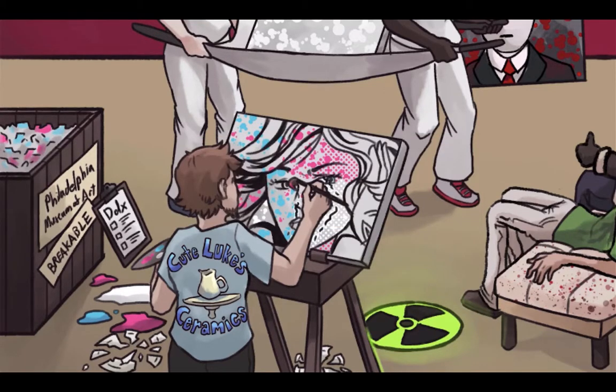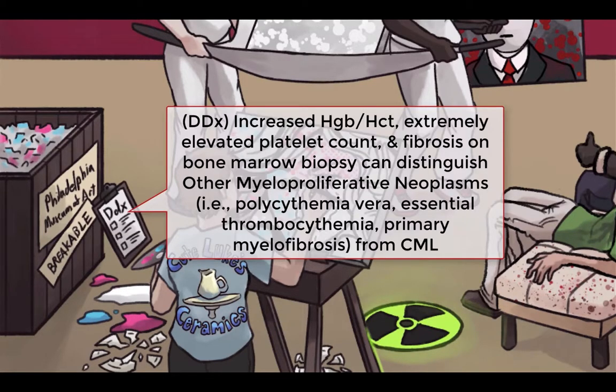Making the distinction is super important because CML can be very effectively treated with tyrosine kinase inhibitors, which we'll get into in a moment. Since chronic myeloid leukemia is considered one of the 4 classic myeloproliferative neoplasms, it stands to reason that the other 3, that is, polycythemia vera, essential thrombocythemia, and primary myelofibrosis, should be on your differential when you're thinking CML. Fortunately, these other conditions have classic features that quickly distinguish them from CML.